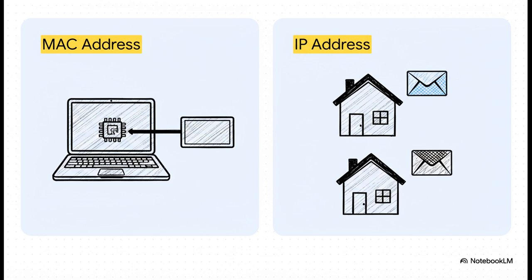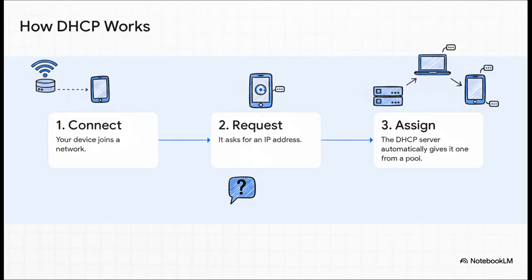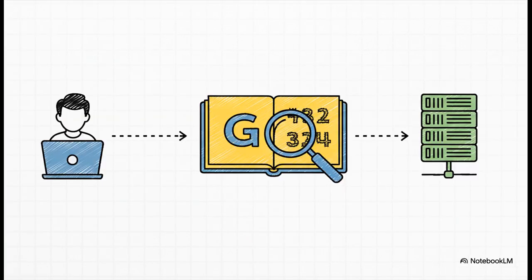The second one is the IP address. This is more like a temporary mailing address that gets assigned to you whenever you join a new network. Can you imagine having to manually type in a new IP address every single time you connect to Wi-Fi? It would be a total nightmare. Thankfully, we don't have to. There's a protocol called DHCP, that's Dynamic Host Configuration Protocol, that handles all of this automatically. Your device just connects, it asks for an address, and the network's DHCP server hands one over. It's really that simple.